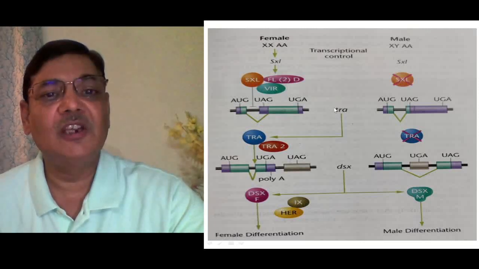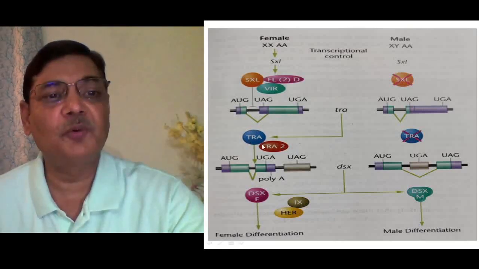This is another gene important for sex determination in Drosophila, because we should understand that there are three major genes: sex lethal, TRA, that is transformer, and the third one is double sex. DSX is for double sex. So what happens? The presence of this sex lethal protein helps the splicing of pre-mRNA of TRA. And the splicing occurs in such a manner that a useful or complete form of TRA protein is available.